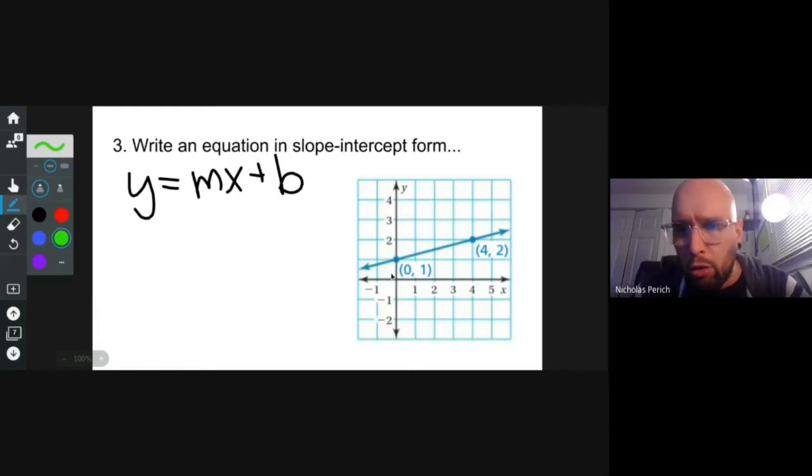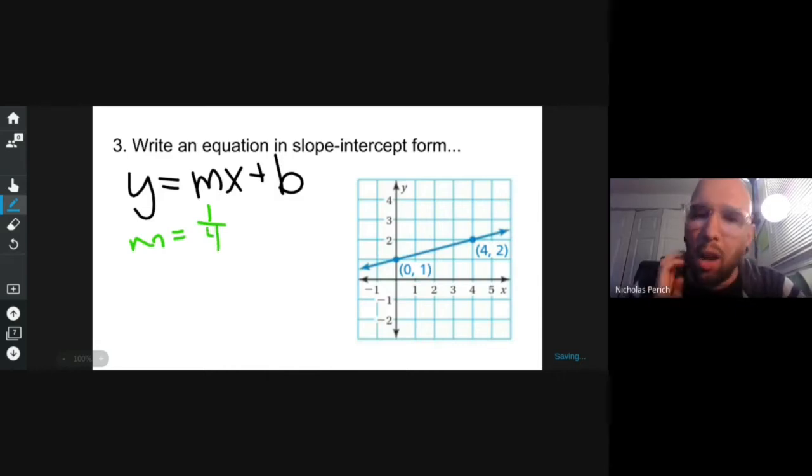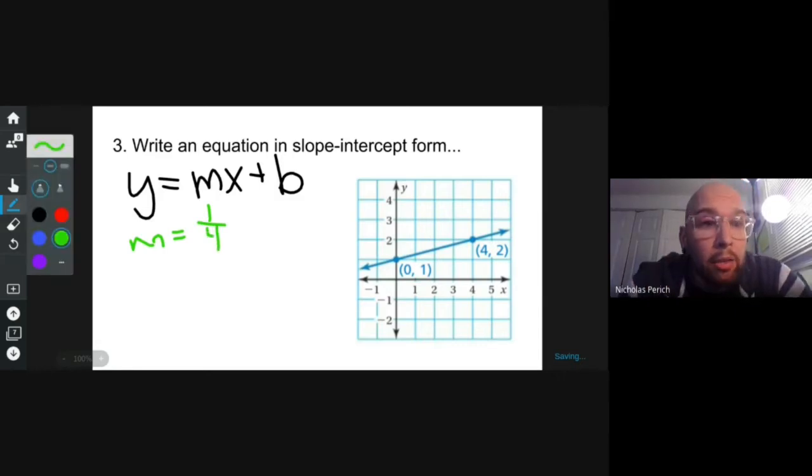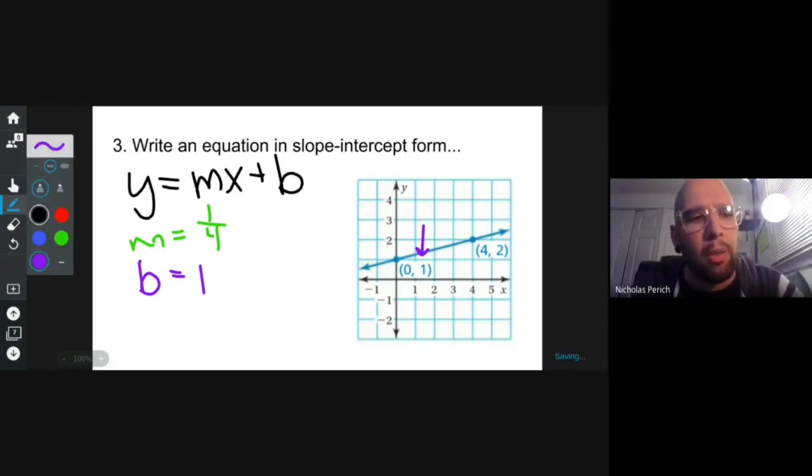First, I have to identify what my slope is. So let me see. It's a positive slope. And I go up 1 over 1, 2, 3, 4. So my slope is positive. That's an m. My slope is positive 1 over 4. So there's my slope. Now I need a y-intercept, which I call b. I go to my y-axis. I'm going to go down. Where is it? There you are, at the point (0, 1), which means my y-intercept is 1.